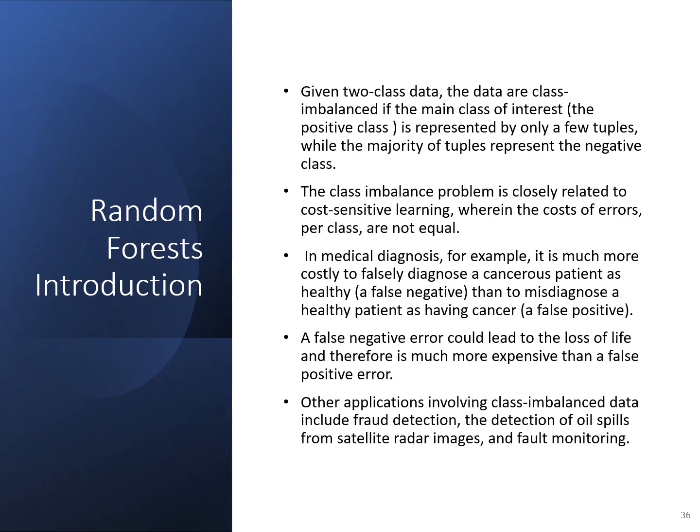Random forest. Given two classes of data, the data are class imbalanced if the main class of interest is represented by only a few tuples. The class imbalance problem is closely related to cost-sensitive learning. In medical diagnosis, for example, it is much more costly to falsely diagnose a cancer patient as healthy. A false negative error could lead to the loss of life. Other applications involving class imbalanced data include fraud detection, detection of oil spills from satellite radar images, and fault monitoring.